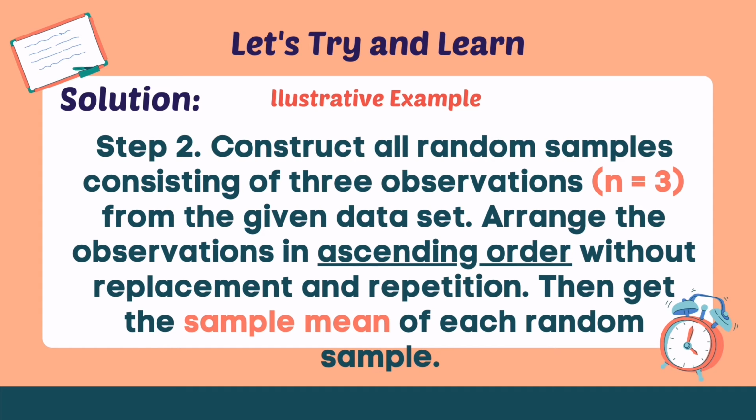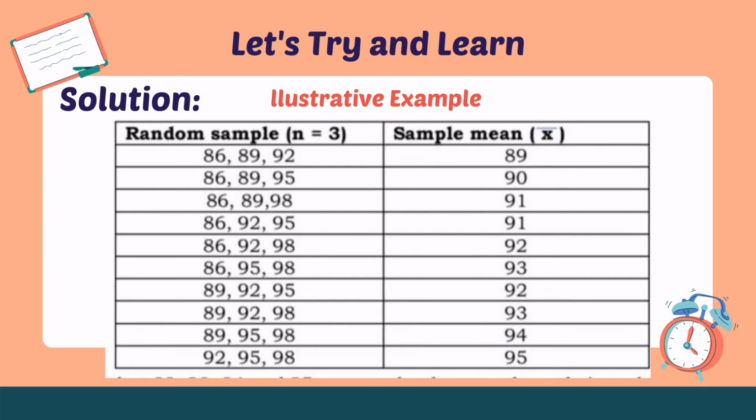Second step is to construct all the random samples consisting of 3 observations, which is our n is equal to 3, from the given data set. After that, you're going to arrange it in ascending order without replacement and repetition. Afterwards, you're going to get the mean of each random sample just like in this table. So we have a column for the random sample, which is n or 3 observations, and the sample mean. Since this is without replacement and repetition, we have a total of 10 samples.